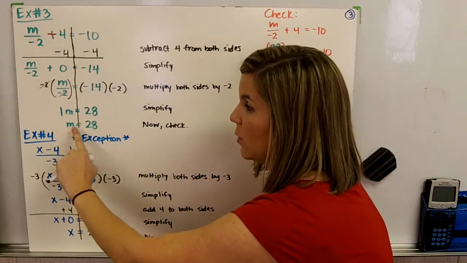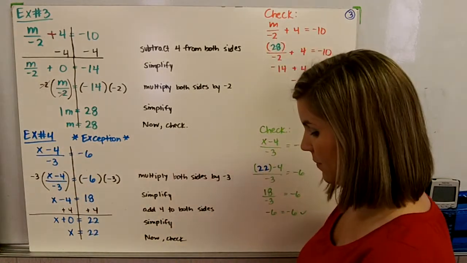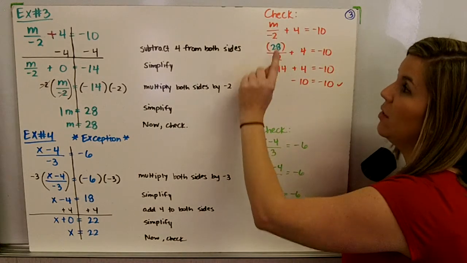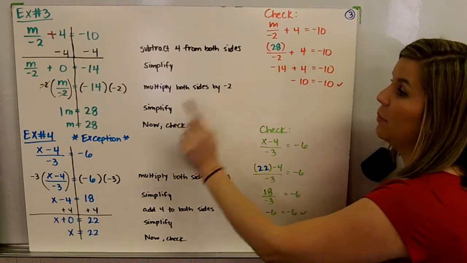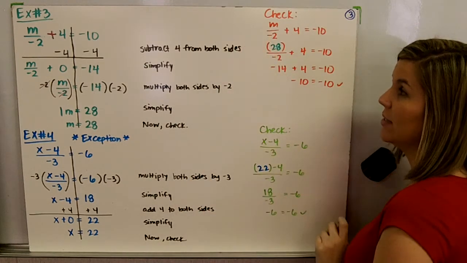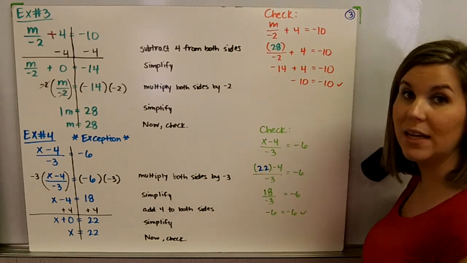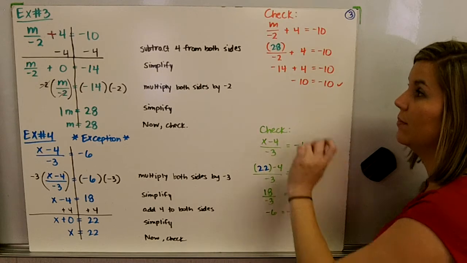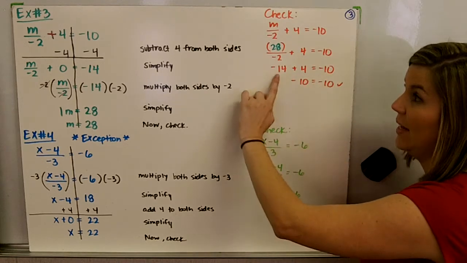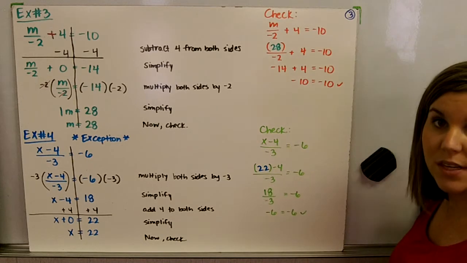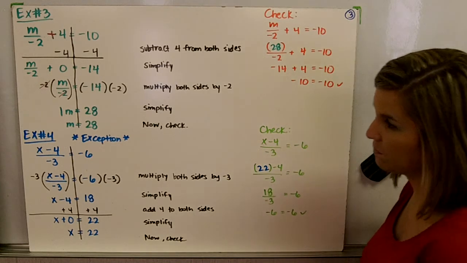1m equals 28, so m equals 28. Now check. Copy the original problem, take the m out, put parentheses, and plug in your answer. My answer was 28, so I put a 28 where m was. 28 divided by negative 2 is negative 14. Plus 4 equals negative 10. Negative 14 plus 4 is negative 10, and negative 10 is equal to negative 10, so our answer is correct.